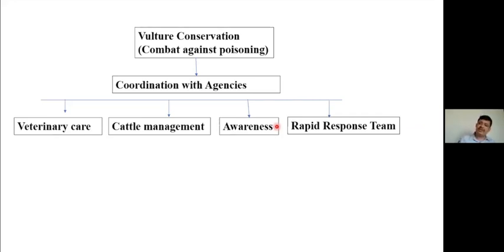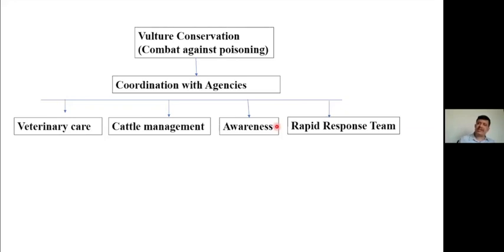Because I have seen that almost 100 vultures were recovered from poisoning because they were given a drug called atropine sulfate, which acts as an antidote. Actually, when you inject that, the vultures vomit it out, and subsequently you get some time to treat those vultures. So veterinary care plays a very important role in this case. And the second thing is cattle management.